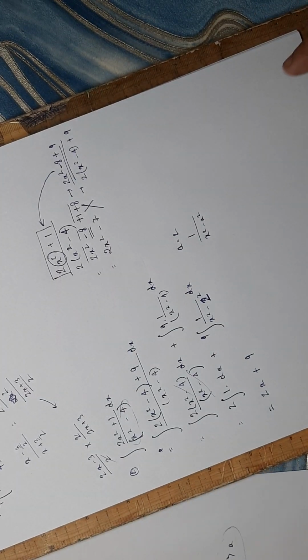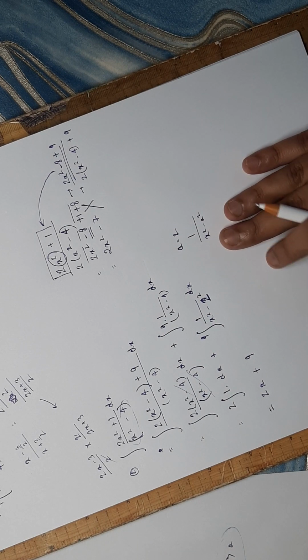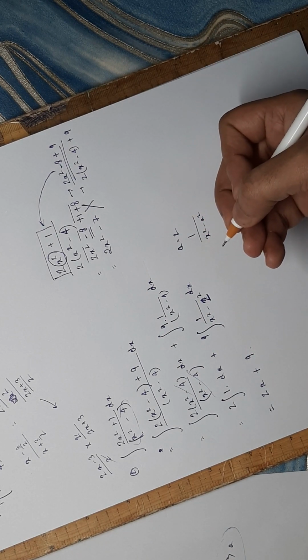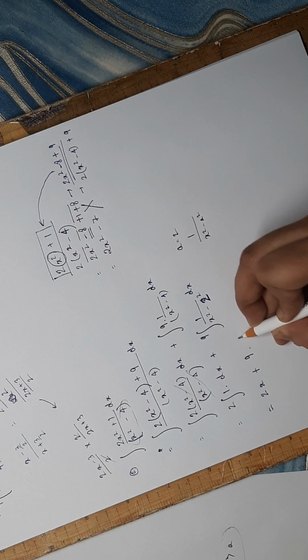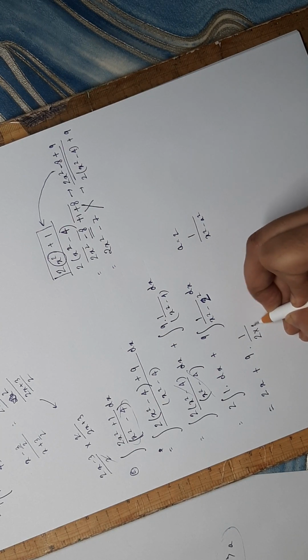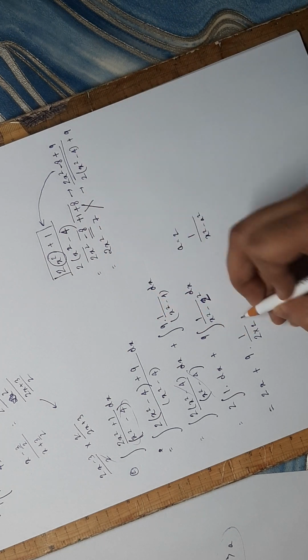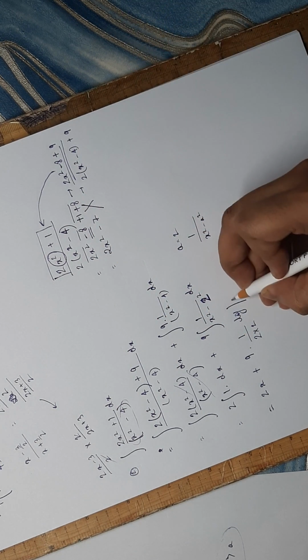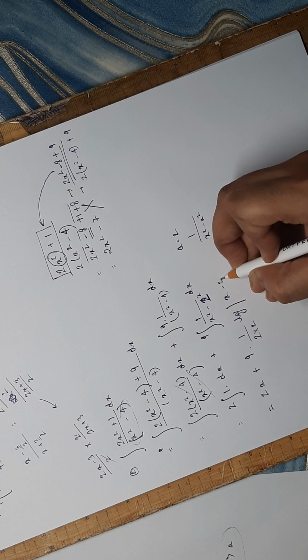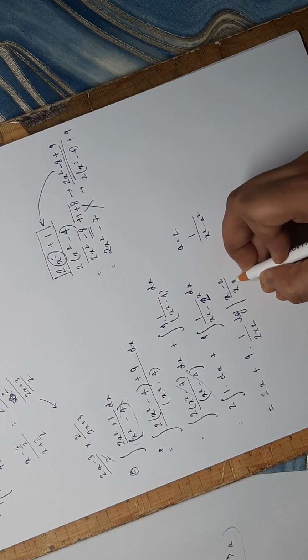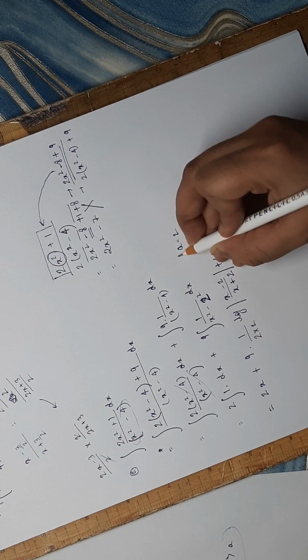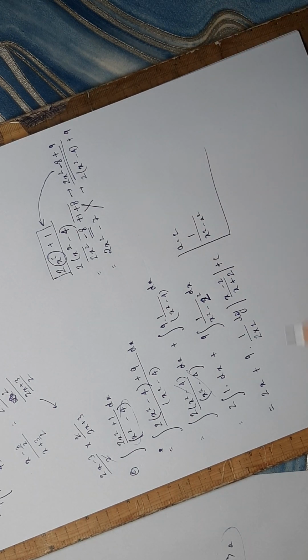Is that clear? So what will I be doing here? Plus 9 into 1 by 2a. A is nothing but 2. And log of mod x minus a, which is nothing but x minus 2, divided by x plus a, which is nothing but x plus 2. Mod closes and we have a plus c.